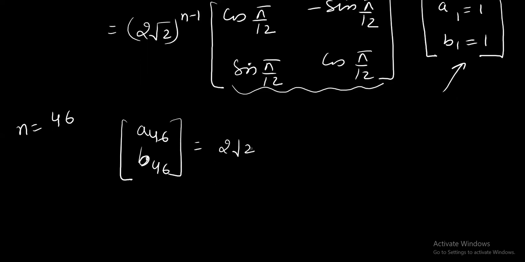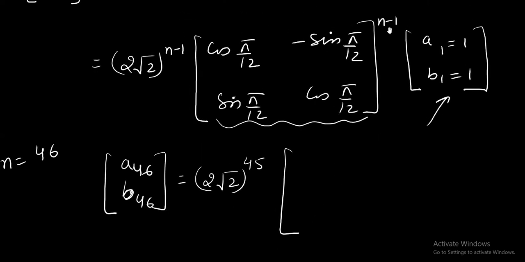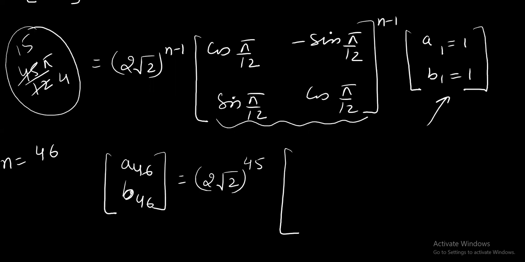Right hand side 2 root 2, whole power 45. The index I will be writing in front of the angle. So n minus 1 is 45, 45 pi by 12. What is 45 pi by 12? I need to check. So I just divided it by 3. It will become 15 pi by 4. What is 15 pi by 4? 15 pi by 4 means you are actually writing it as 4 pi minus pi by 4. So it is actually in the fourth quadrant, right? This angle is in the fourth quadrant.